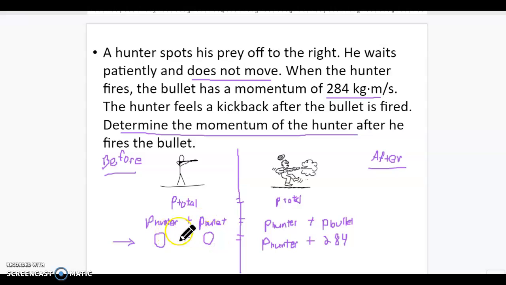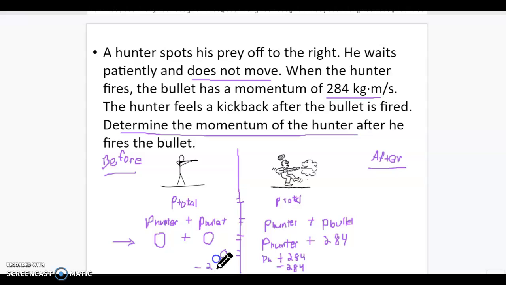This one's pretty easy because this equation has the equal sign between. On this side, I'm just adding these two numbers together. And 0 plus 0, I get 0, is equal to the momentum of the hunter plus 284. But to get the momentum of the hunter by itself, I have to get rid of this 284. And the only way to do that is, I have to subtract to undo it. And I have to do that to both sides.